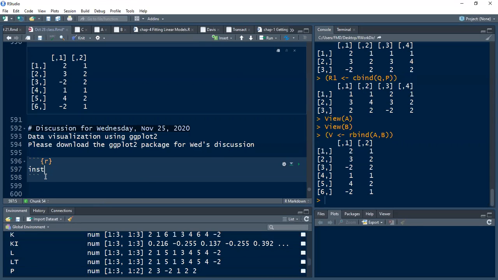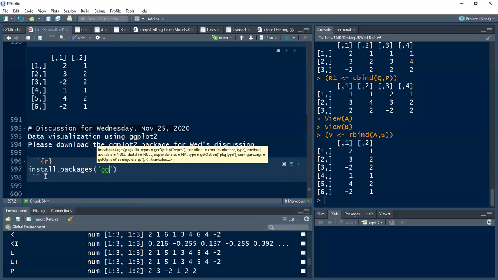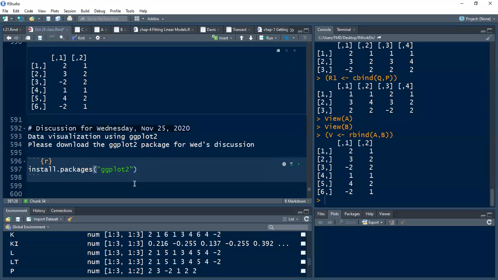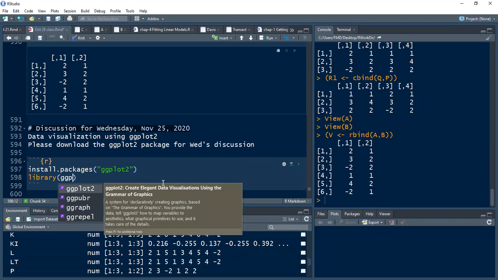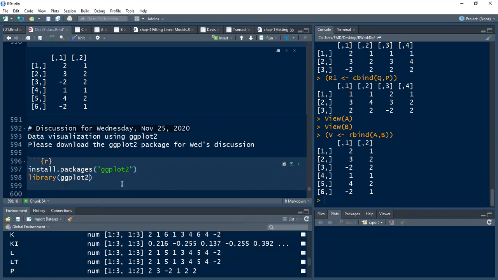So you know, guys, that we have to install the package first, and then let's install ggplot2. If you haven't installed this, guys, then you have to run this. If you have installed this, then you just load it. To access the use of this package, we will be using this code, library(ggplot2).